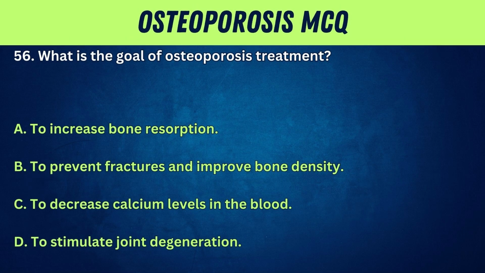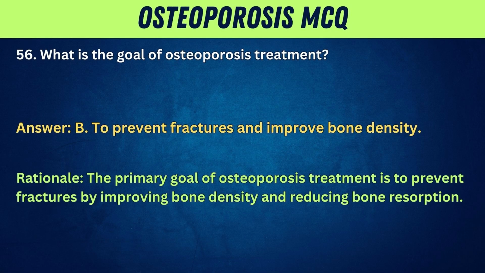56. What is the goal of osteoporosis treatment? A. To increase bone resorption. B. To prevent fractures and improve bone density. C. To decrease calcium levels in the blood. D. To stimulate joint degeneration. Answer. B. To prevent fractures and improve bone density. Rationale. The primary goal of osteoporosis treatment is to prevent fractures by improving bone density and reducing bone resorption.